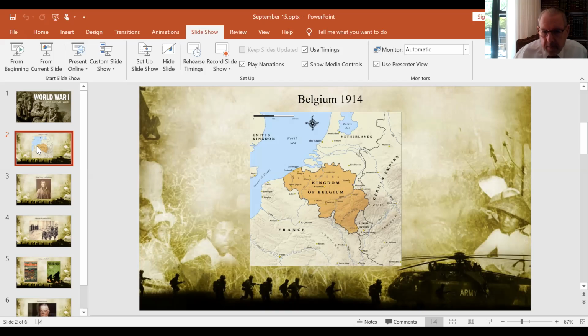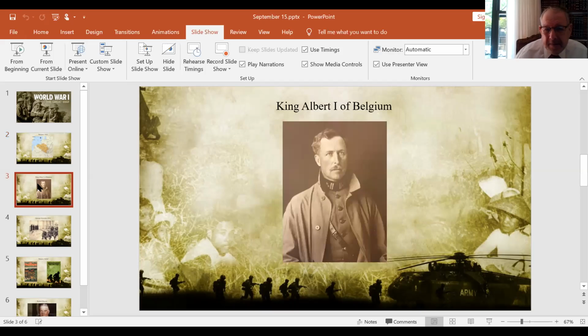The king of Belgium, Albert I, was in a rather strange situation. Why? Who was Albert I? If you move down on the PowerPoint, there he is, King Albert I of Belgium. King Albert I was of German origin. He was from the House of Saxe-Coburg in Saxony, Germany. Originally, that was the family that he came from.